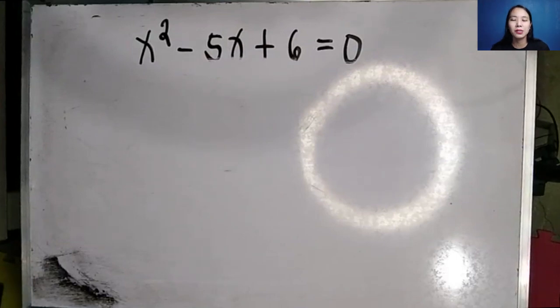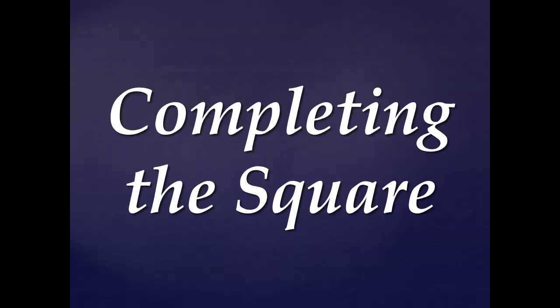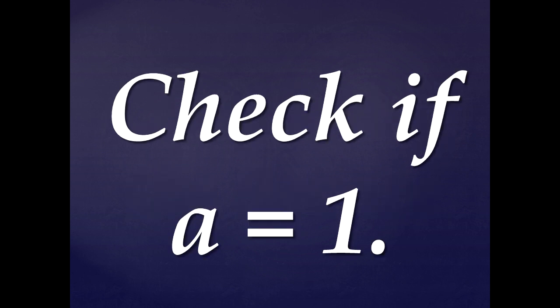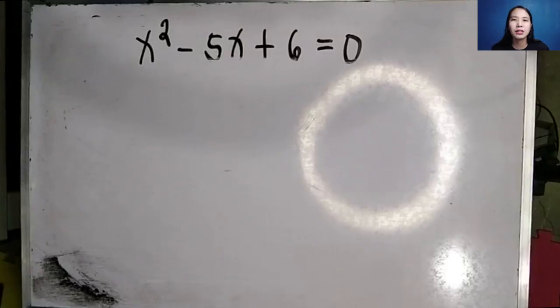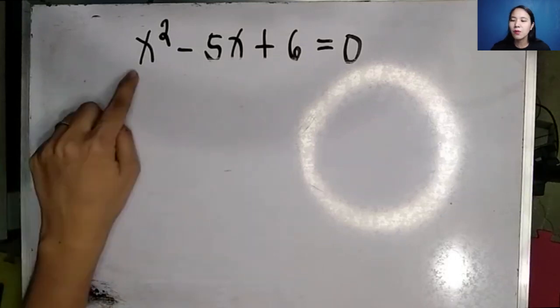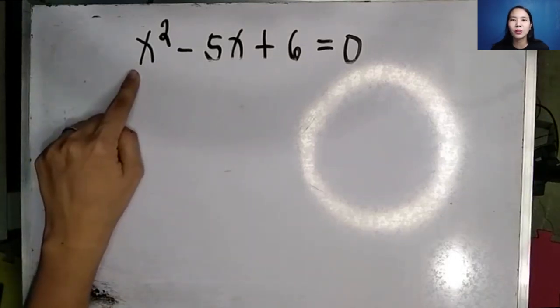Given the quadratic equation x squared minus 5x plus 6 equals 0, we can also find the other roots of the polynomial equation by using completing the square. The first step in completing the square is to check if the value of a is equal to 1. Our a refers to the leading coefficient. So in our given, x squared is the leading term, and its leading coefficient is equal to 1. That means our a is equal to 1.